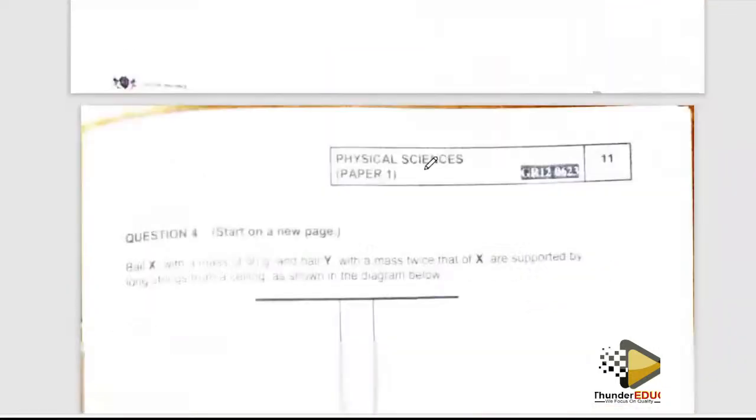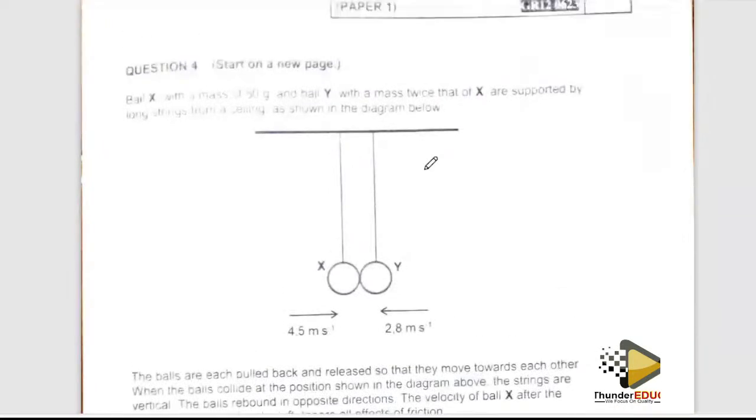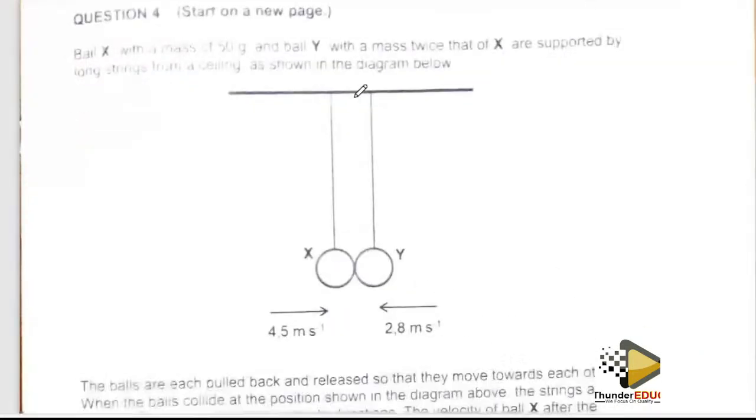Guys, that is question number 3. Question number 4. They're telling us that a ball X with a mass of 50 grams, and another ball Y with a mass twice as X, are supported by long strings from a ceiling as shown in the diagram. So ball X is 50 grams, so Y is going to be 100 grams, since they said it is twice. All right.